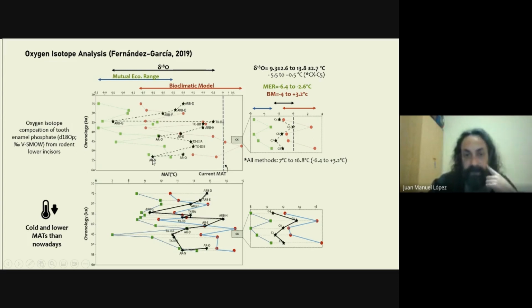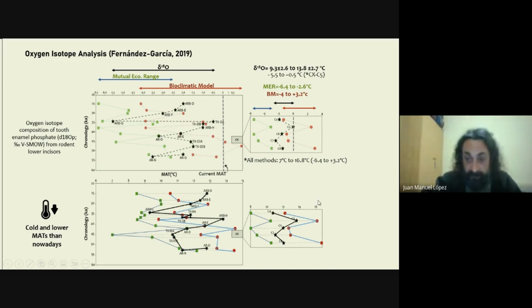Here, for example, we can see two examples of the temperatures calculated with the oxygen isotope for various late Pleistocene sites from the northeastern Iberian Peninsula, the Abric Romaní, the Shonras Cave, and other sites, and the comparison with other methods that we use to obtain temperatures and precipitation.